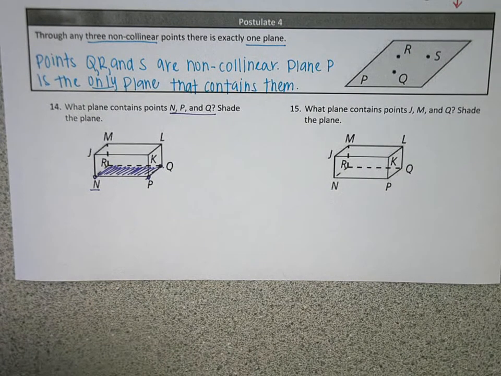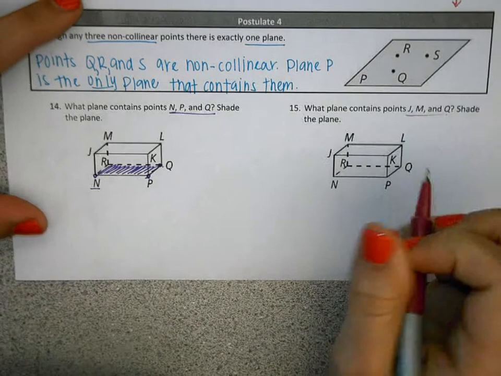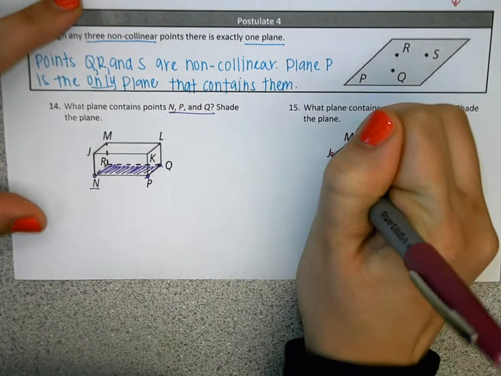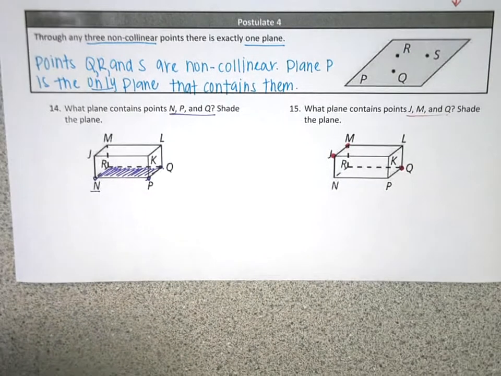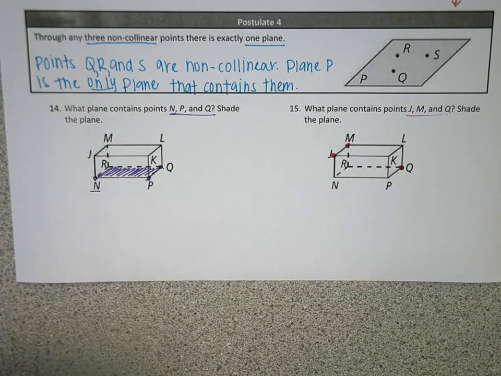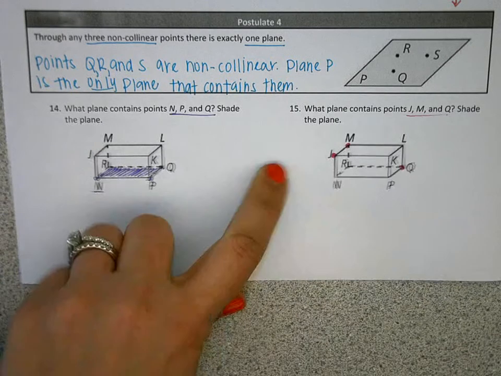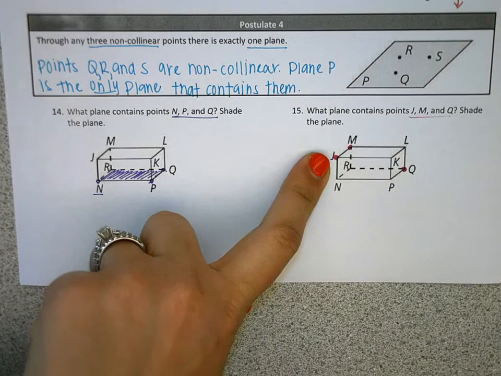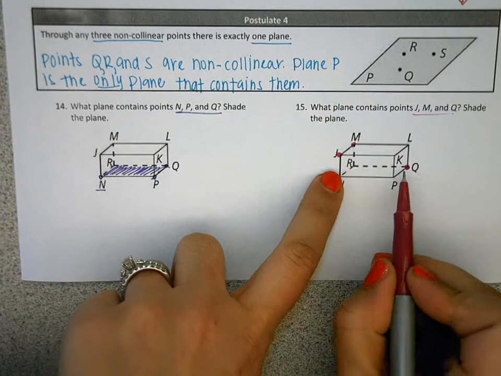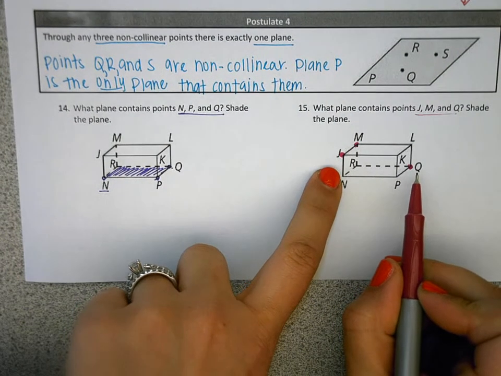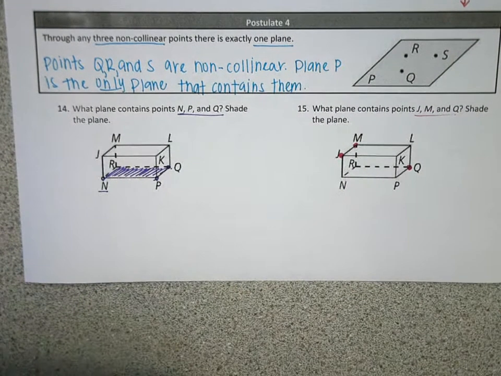But of course, I'm not going to make it too easy for you. What plane contains points J, M, and Q? So let's put points where we see them. J, M, and then Q is all the way in that back corner. So where is the plane going to be? Is it that back side? Because point J is on the front. The top doesn't contain point Q. But this side doesn't contain point M. Oh my gosh, what are we going to do?